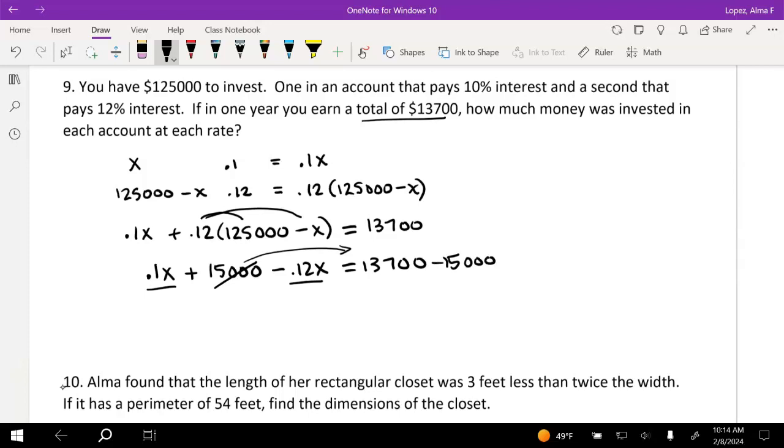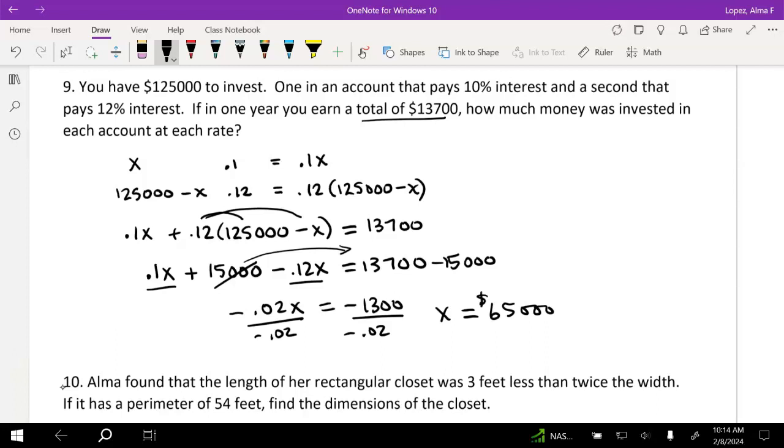So let's see, that's going to be a negative 0.02x after I combine 0.1x and negative 0.12x. On the other side, 13,700 minus 15,000 is negative 1,300. After dividing both sides by negative 0.02, we're going to end up with an x value of 65,000.